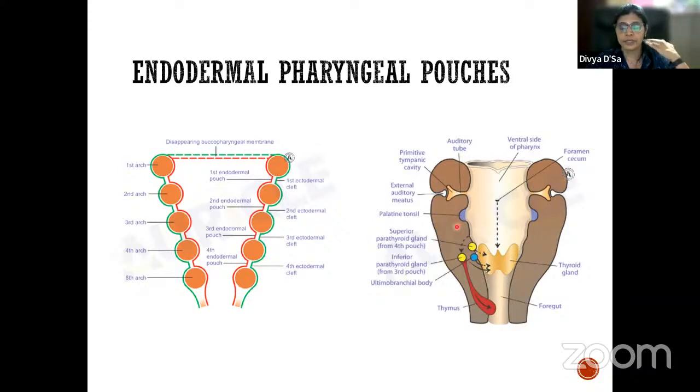Then as we come down from there, we come to the oropharynx. What do we see here? We see the tonsil. So from the second pharyngeal pouch, we have the formation of the palatine tonsil. Initially they are a clump of cells. Later the central cells disappear and form the tonsillar crypts, which are later on lined by the oral mucosa. That is why we see stratified squamous epithelium lining the tonsil, and we see the crypts. So from the second endodermal pouch, we have the palatine tonsil.